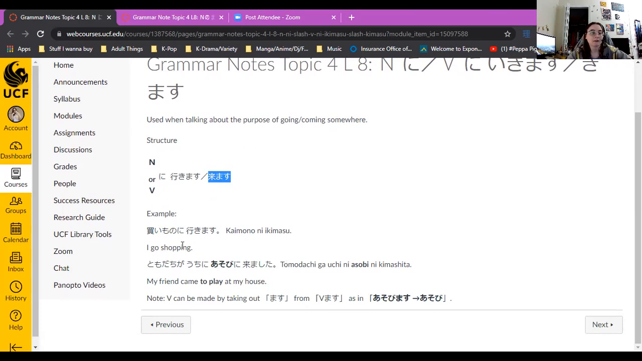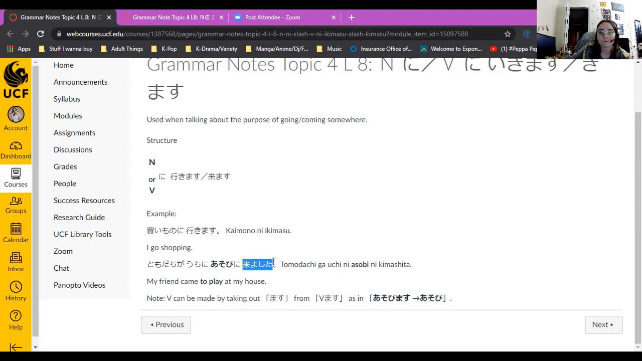So we have our friend's house. So your friend's coming over to your house to play, which is asobi. Asobi means to play. Not necessarily meaning like you're going to play tag or something, but you're going to hang out essentially. And kimasu or kimashita means to come to do something.